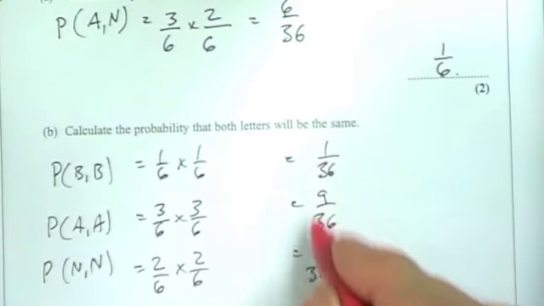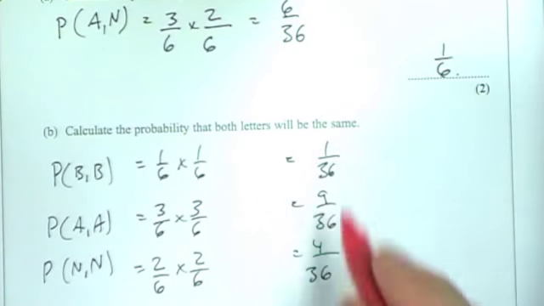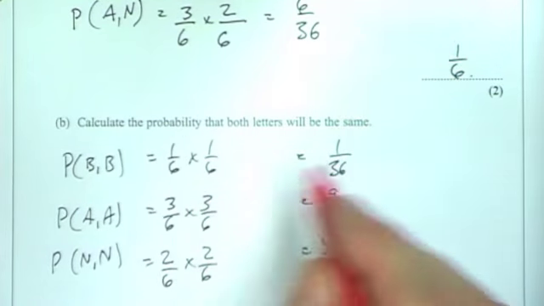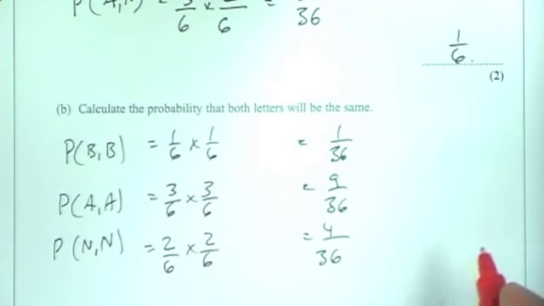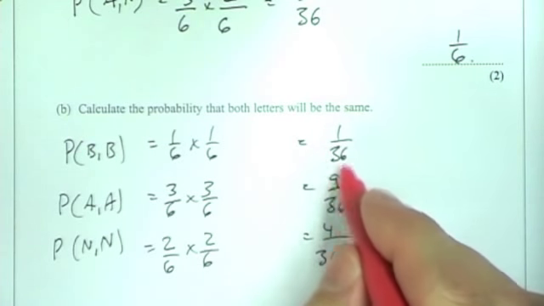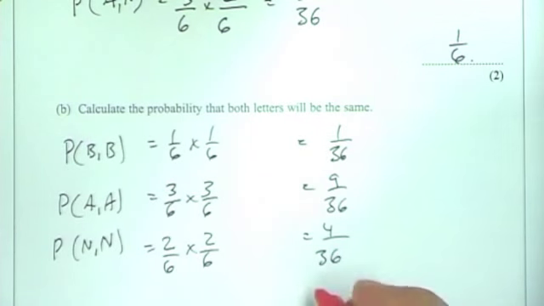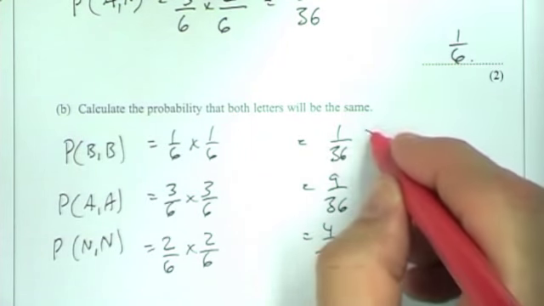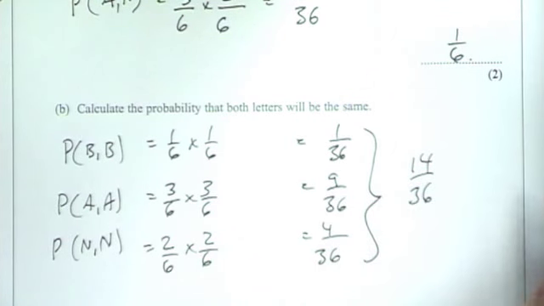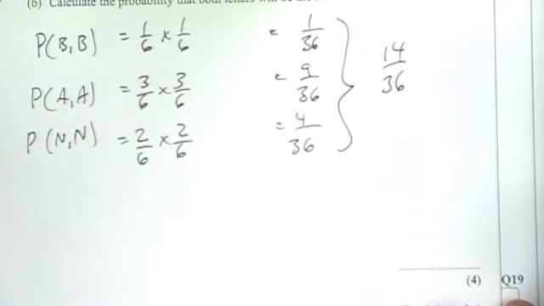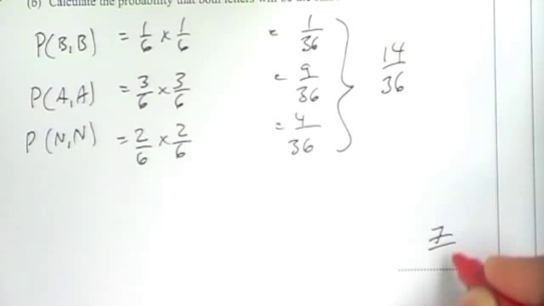Can you see why I've kept them in 36s now? Because it makes it easier to add. If I simplified them now, I would have to put them over a common denominator before I added them. But now I can just say 1 and 9 and 4, that's 14 over 36. The total of those three is 14 over 36. And then this is an answer which I'm going to write down, so I will simplify it, and that becomes 7 over 18.